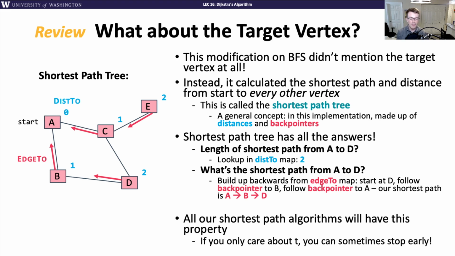This property of building up a tree of the results for the whole graph, this shortest path tree, is very common for most of our shortest path algorithms, especially the one that we're going to talk about today. One thing I highlighted is that in some circumstances, you can just return early. So if you're trying to find the shortest path from A to D, once you reach D and add the answer, you can just return right away. But sometimes it's really helpful to build up this whole tree, pre-compute information, and then use that information later.